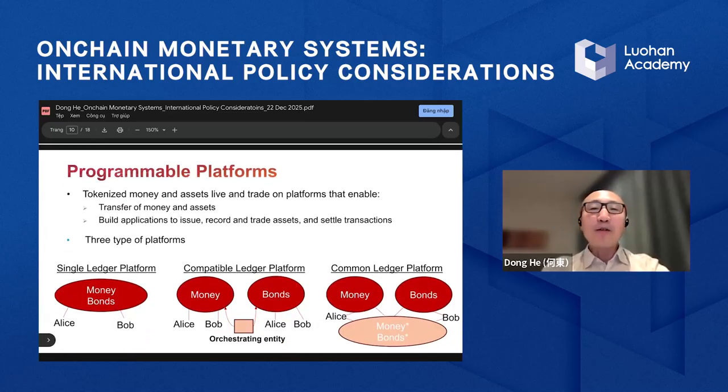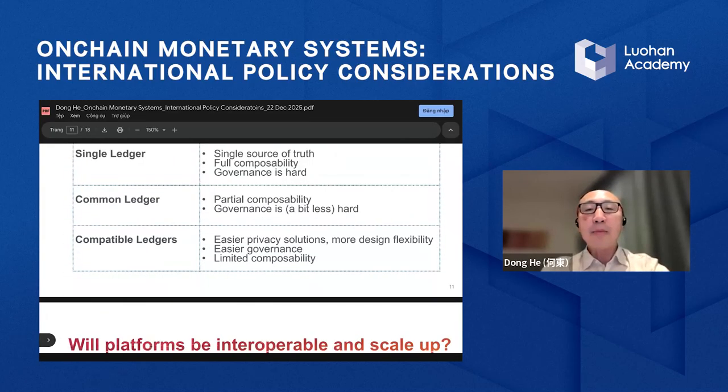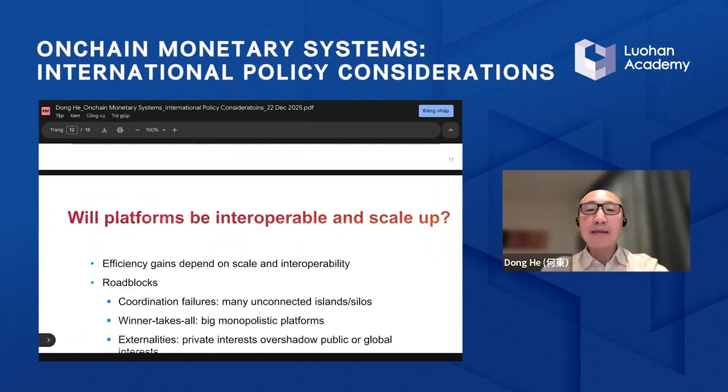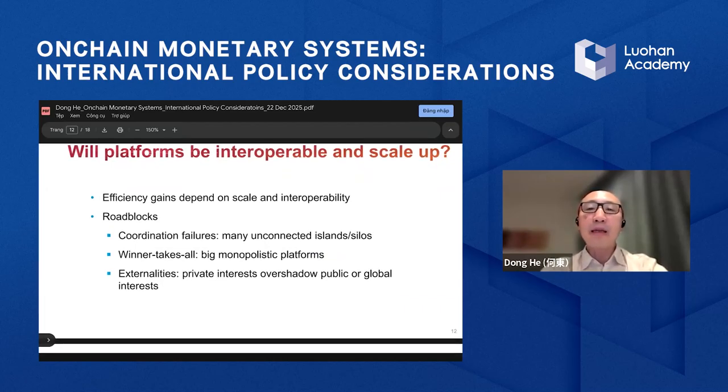Given the time, I'm going to skip a few slides in terms of how the online ledgers are being organized, and how different programmable platforms are being experimented with. I just want to point out, as an economist, it's not clear that these online systems will actually scale up and that we are going to see interoperability. So Joseph also mentioned we're still at the very early stages. Whether these platforms will scale up in the future to have tangible economic benefits with real world assets is still very early, because efficiency gains really depend on scale and interoperability. But there are very important roadblocks.